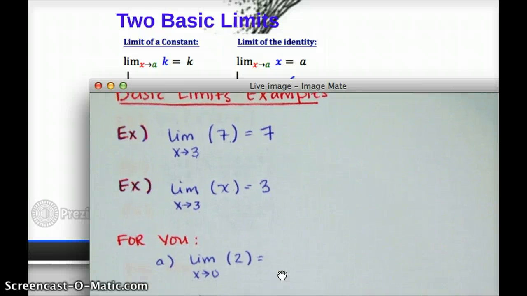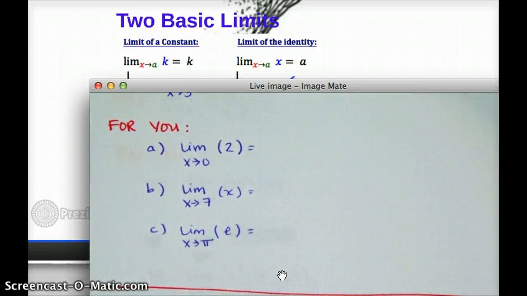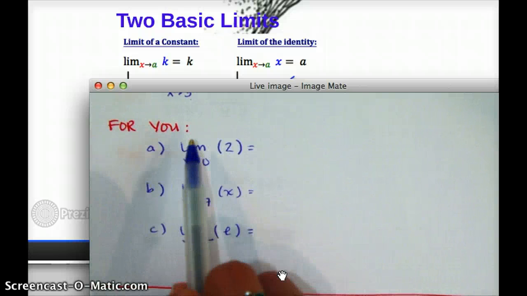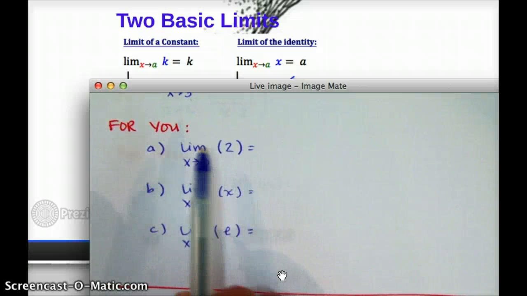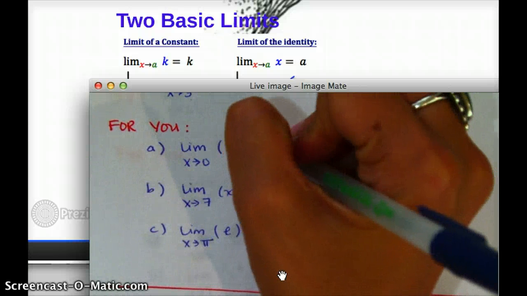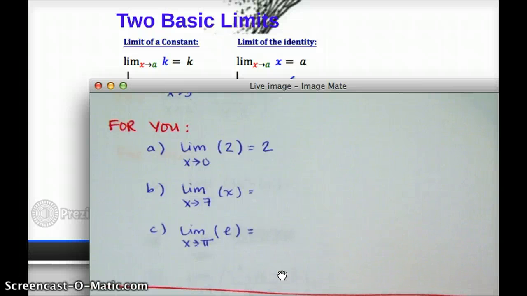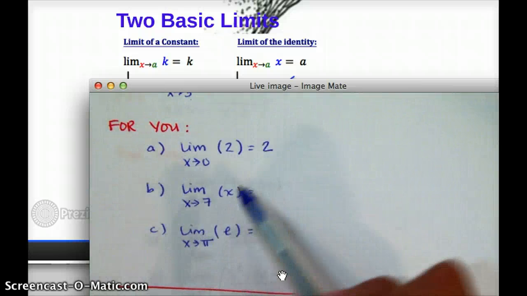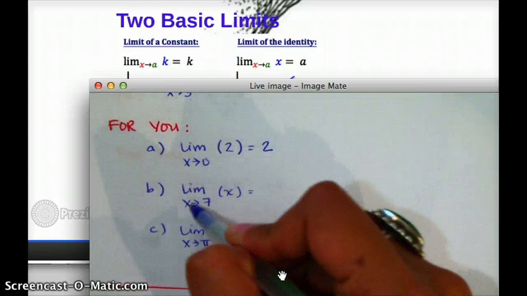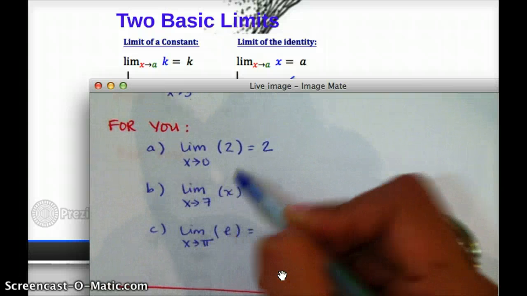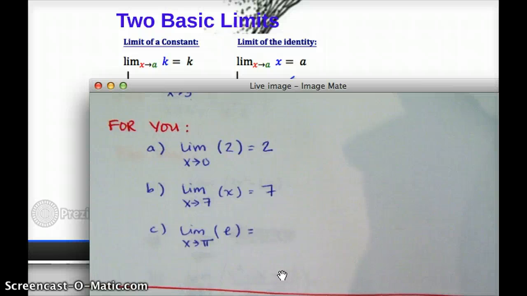So you just practiced 3 on your own. If you got them wrong, let me explain very quickly. If you got them right, just confirm that you could explain this to somebody else if they had a question. The limit as x approaches 0 of 2. This is the limit of a constant, and the rule for the limit of a constant is that the answer is the same as the constant. The limit as x approaches 7 of x is a limit of the identity because x is the identity function. The rule for the identity is that the limit as x approaches some number of x equals that number.